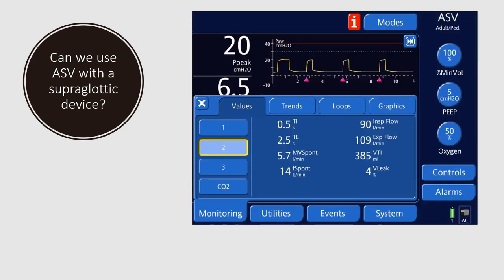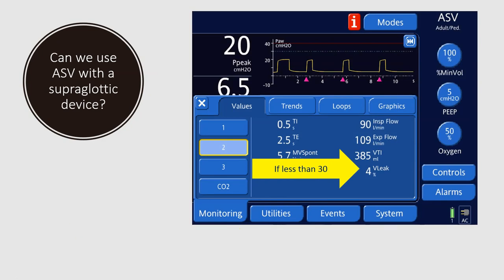However, after consulting with Hamilton, they did say that we can use ASV with a supraglottic device, but we need to monitor the V leak. They said it's okay to use it as long as the V leak is less than 30. If it is higher than 30, then we're going to have to switch out of ASV and go into a pressure mode like PSIV or PCV.